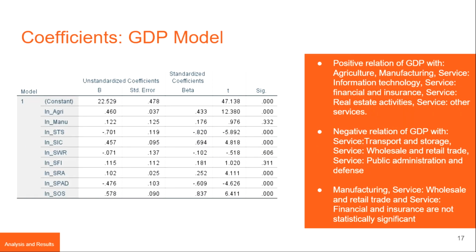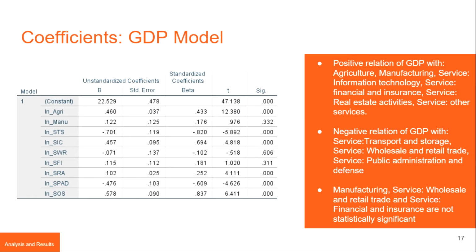For the coefficients of the GDP model, we can see that there is a positive relation of GDP with agriculture, manufacturing, and different services like information technology, financial and insurance, real estate activities, and other services, while there is a negative relation between transport and storage service, wholesale and retail service, and public administration and defense service.